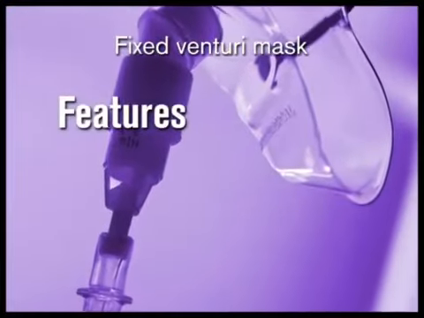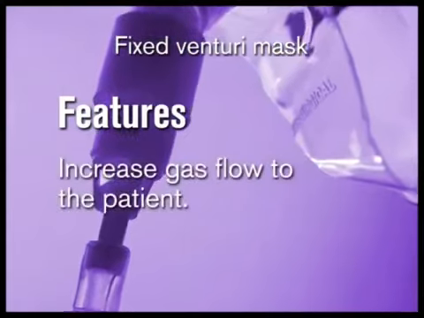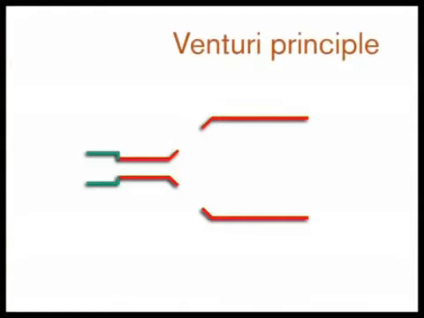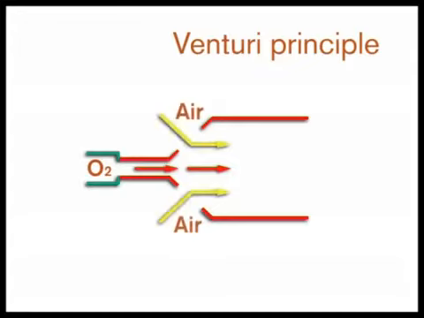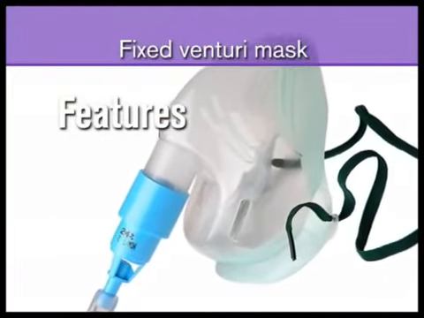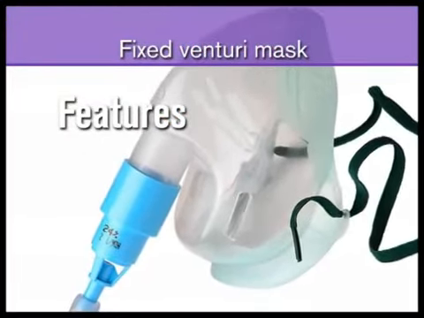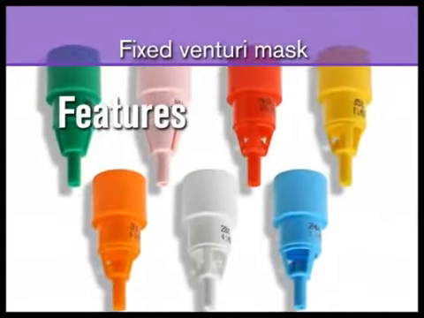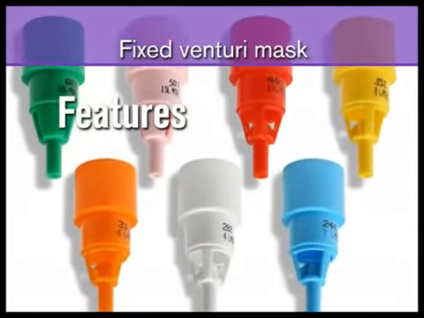Clinically, Venturi devices are used to increase gas flow to the patient because air can be entrained using the Venturi principle. These devices can be used to deliver accurate oxygen concentrations by mixing air with oxygen. High-flow devices maintain a constant delivery of inspired oxygen concentration throughout the respiratory cycle. Masks are available which deliver a single concentration of oxygen, for example 24%. These are also available with interchangeable color-coded Venturi valves for different concentrations.